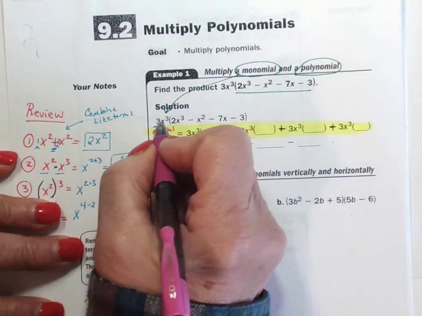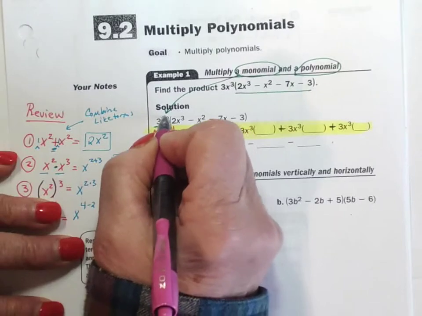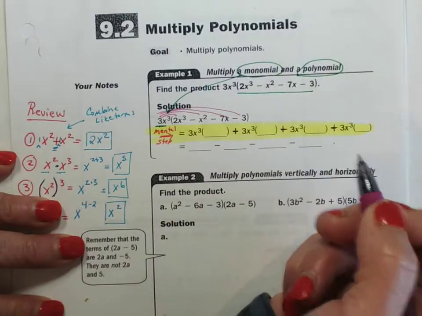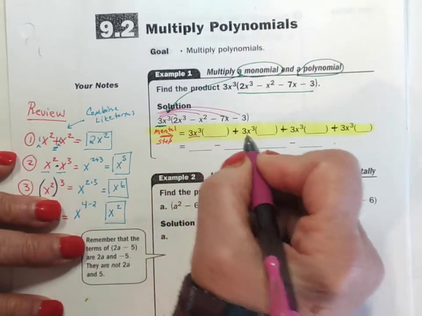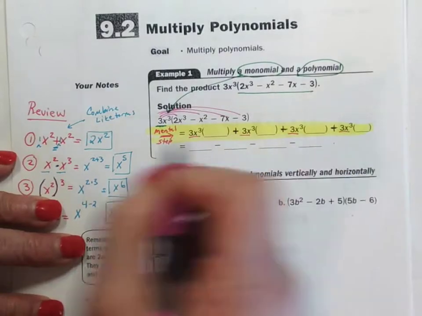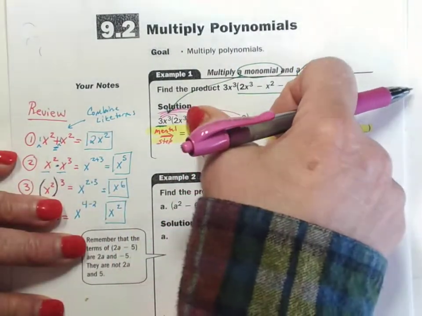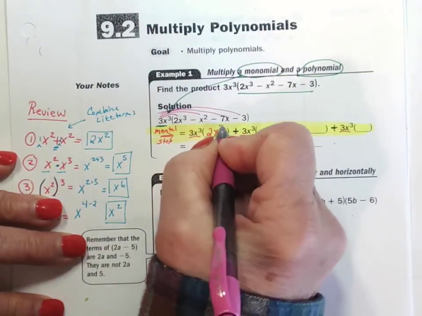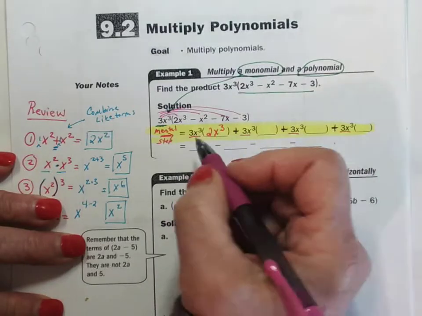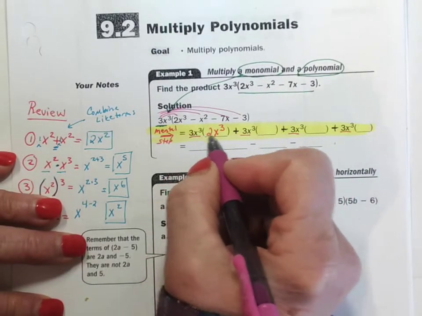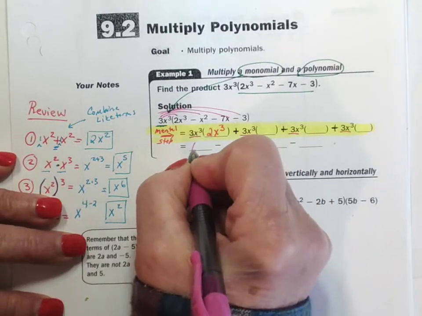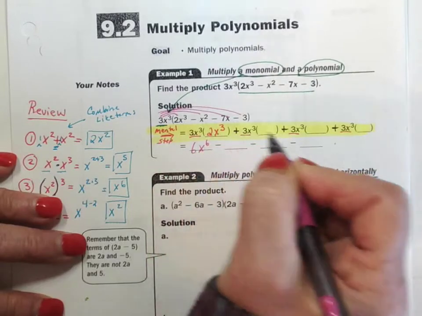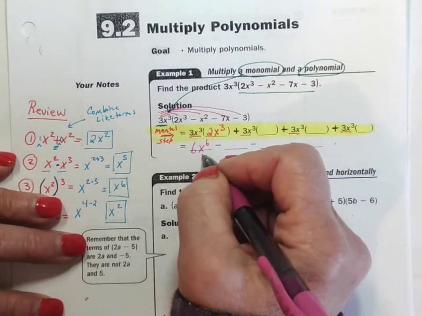So notice that we're going to take this 3x cubed and we're going to multiply it times each of these 4 terms. So we have 3x cubed, 3x cubed, 3x cubed, 3x cubed. 3x cubed times 2x cubed is going to give us 3 times 2, 6. Okay, same base, add the exponents. So it's 6x to the 6th.